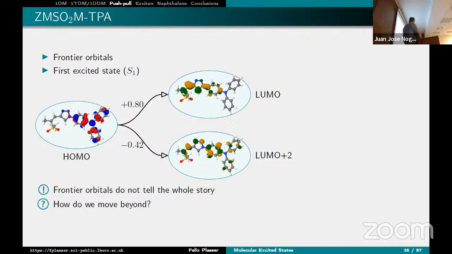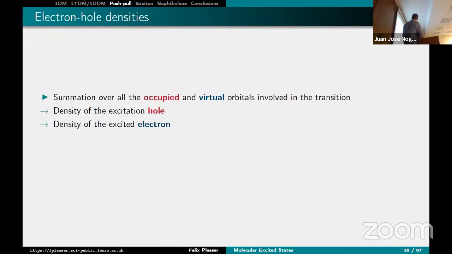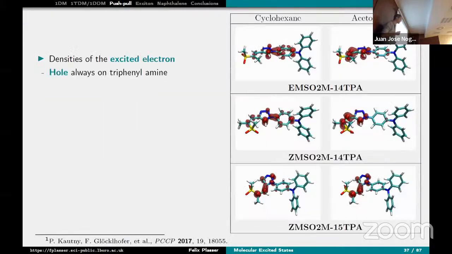And with these frontier orbitals, you don't really know what's the case. So then what we do is we sum over all occupied and virtual orbitals. So it's like this hole and electron densities, which is again kind of the same thing as the natural transition orbitals, and then we plot the electron densities for different molecules and different solvents.